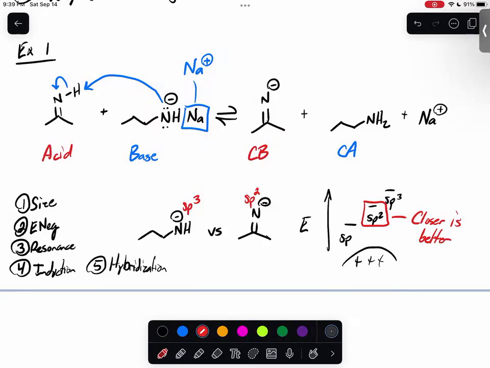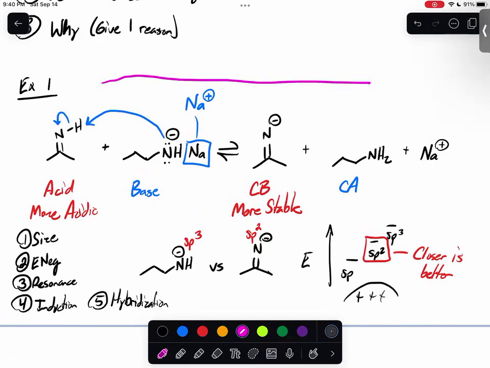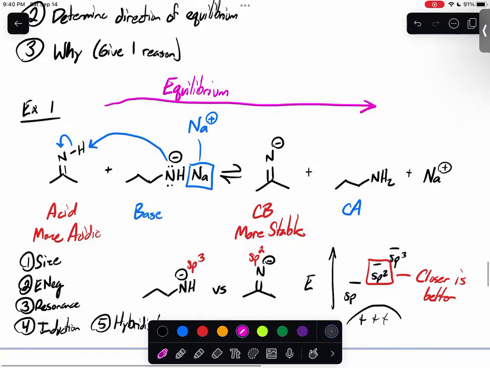So that tells us that the conjugate base is more stable than the base, right? And if it's more stable, that means that the acid is more acidic than the conjugate acid in this case. So our equilibrium points to the right, right? It points away from the stronger acid. It points towards the more stable base. So we've done the first two things. We have determined the products, right? We've predicted them. We have determined the direction of equilibrium, and now we have to say why.